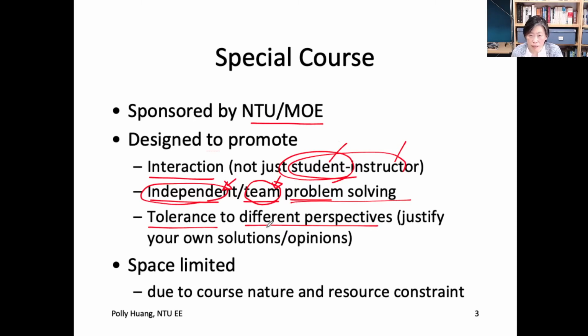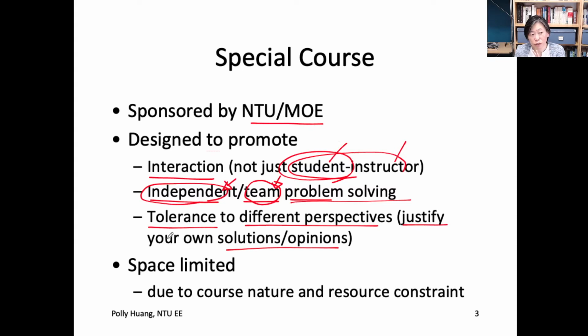So, tolerance to perspective. In this course, the solutions, opinions, whatever you have in mind, feel free to speak up and make sure that you have reasons to back your opinions up. And those who are sitting in the class listening to it, try to be respectful, and also think whether you can learn from people having very different ideas.